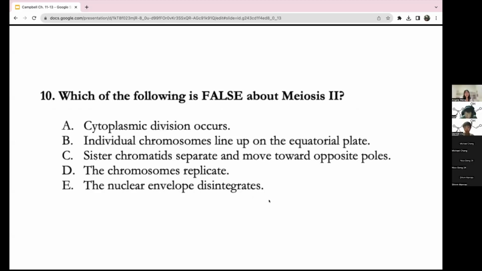Which of the following is false about meiosis 2? Cytoplasmic division occurs; individual chromosomes line up on the equatorial plate. By the way, the metaphase plate is also called the equatorial plate. Sister chromatids separate and move toward opposite poles. The chromosomes replicate and the nuclear envelope disintegrates.